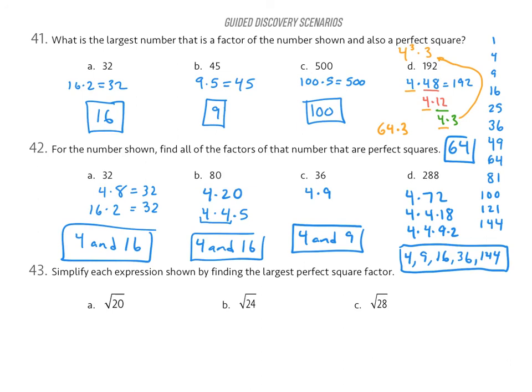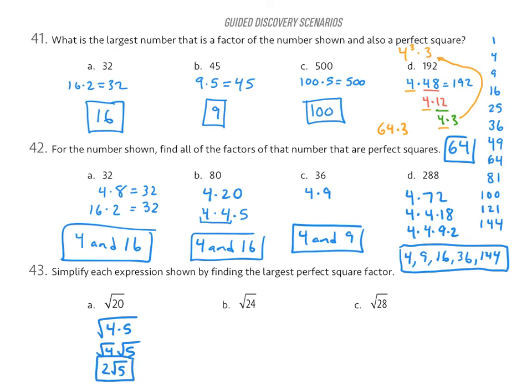43. Simplify each expression shown by finding the largest perfect square factor. Part A is the square root of 20. In our list of perfect squares, 4 is a factor of 20, and 4 is a perfect square. So 20 is 4 times 5. Well, this is the square root of 20, so I'll write the square root of all of that. And we learned that the square root of 4 times 5 is the same thing as the square root of 4 times the square root of 5. The square root of 4 is 2, and then the square root of 5 can't be simplified, so I'll bring it down. So 2 root 5 is the square root of 20.